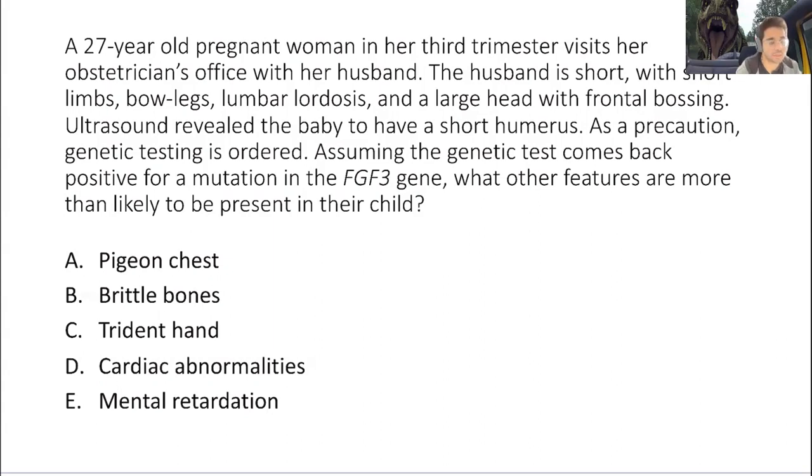Exactly. So what is the diagnosis, young doctors? Exactly. Important that you guys know that this is achondroplasia. Please don't call people dwarfs. You don't want to call them that. It's bad. Pigeon chesting is associated with Marfan's, right? Brittle bones is osteogenesis imperfecta, right? And then cardiac abnormalities that you can see with a lot of different things, even Down syndrome and even DiGeorge's. And then mental developmental disorders is associated with many causes.